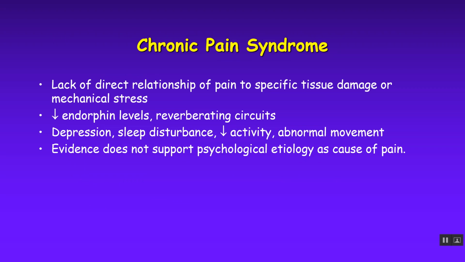Chronic pain syndrome is just when you have a chronic pain that lacks a direct relationship to specific tissue damage and mechanical stress. With chronic pain syndrome, you also see, if you measure circulating endorphin levels, that people's ability to produce natural opiates is down. You can get these reverberating circuits where once you start the process, they keep stimulating themselves. Remember we talked about some of those axons sprouting back to their own cell bodies, so you might get some of that going on. Once you stimulate it, it just keeps self-perpetuating.